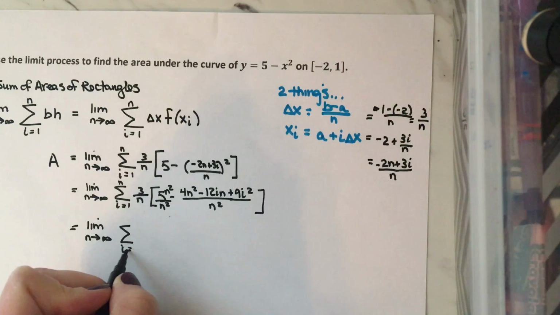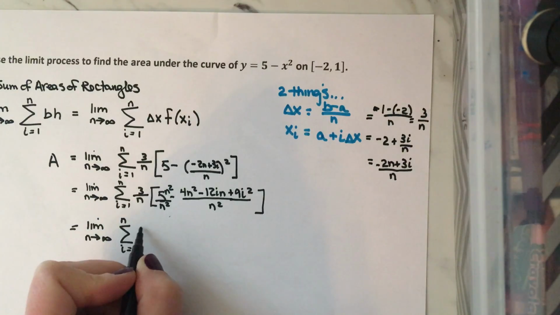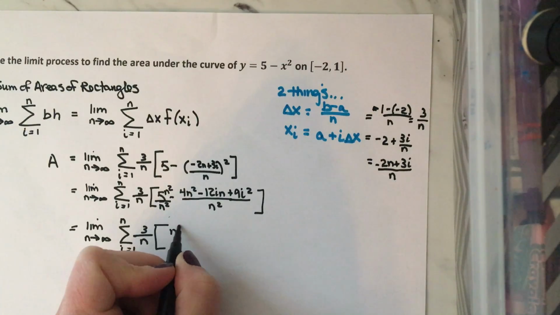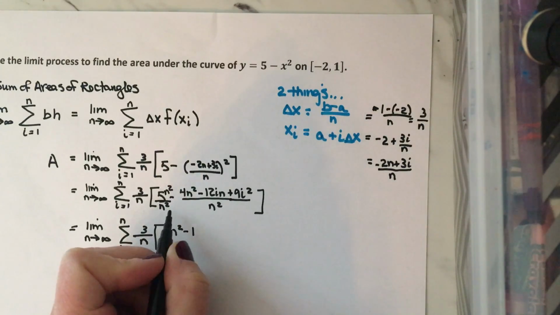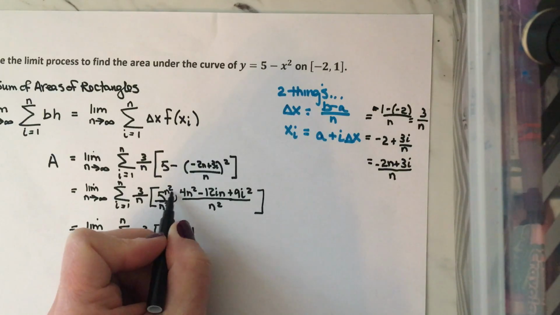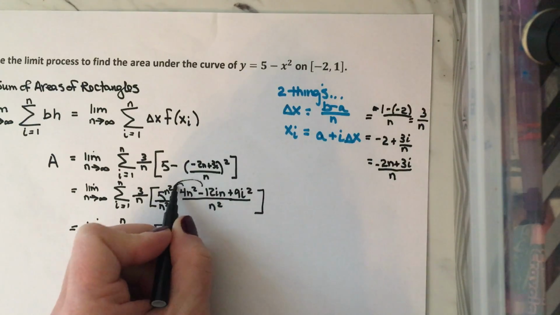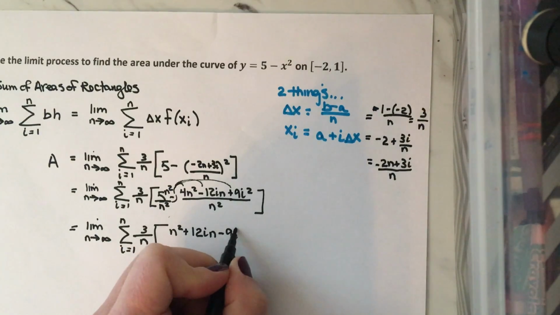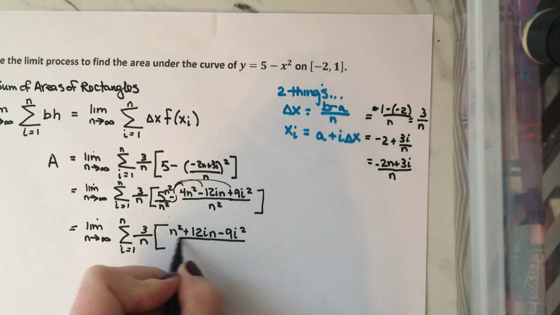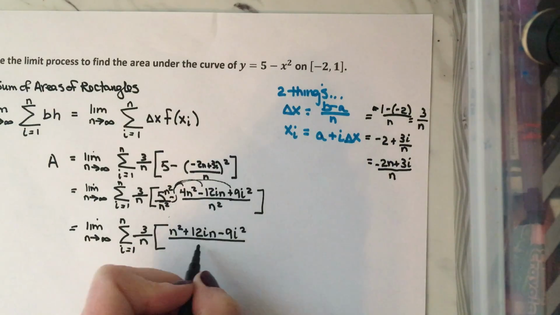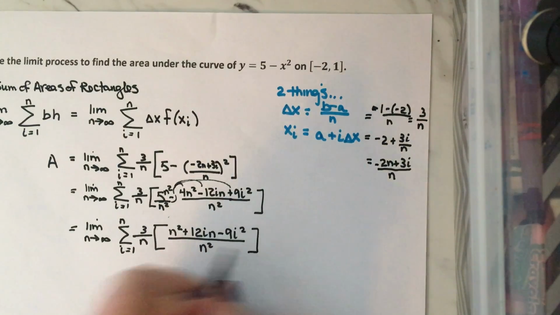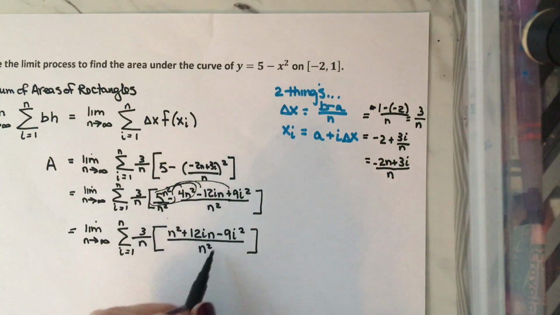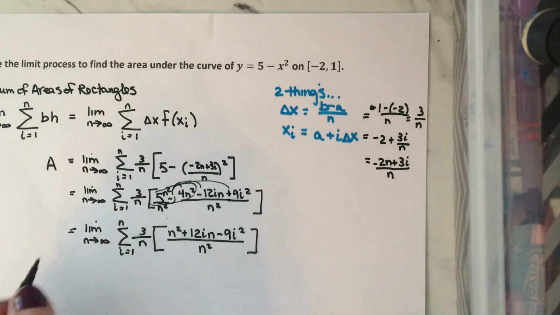If I clean this up in here, this would be 1n squared minus, I'm going to say plus when I distribute this negative to everything, plus 12in minus 9i squared over n squared, because I was able to combine these, by the way. I'm going to distribute these in to go a little bit further.